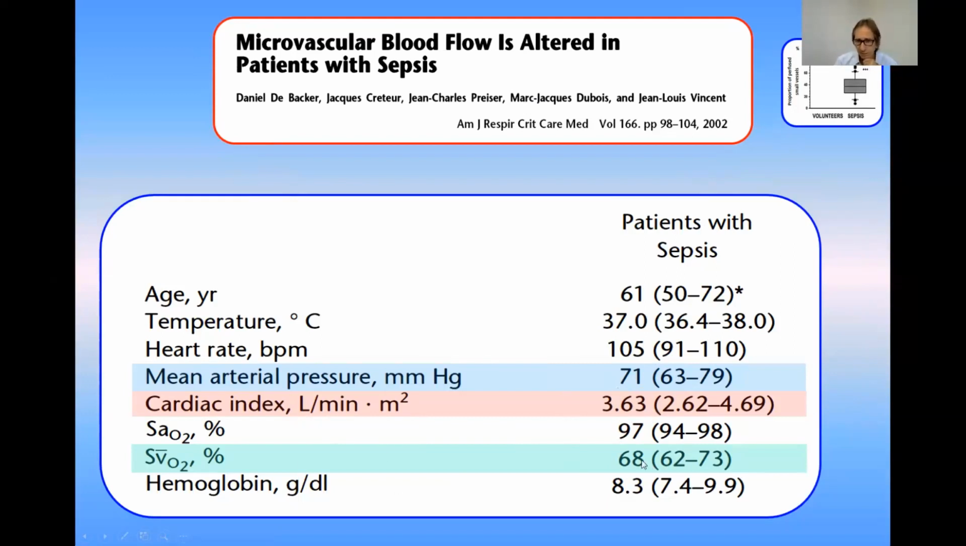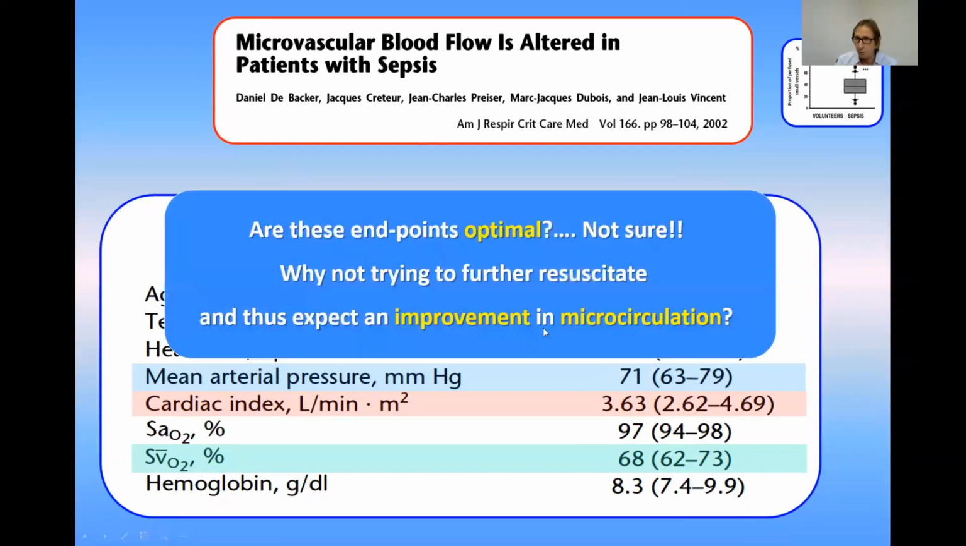68% for SVO2, in my opinion, is not enough. And maybe we can improve these variables by further resuscitation, either vasopressors or fluid administration, or maybe dobutamine. And maybe if we obtain optimal values, not suboptimal values, maybe we can correct microcirculation. This is a question we can ask. So I'm not totally convinced that correction of systemic blood flow variables is not associated with correction of microcirculation in the early phase of sepsis.